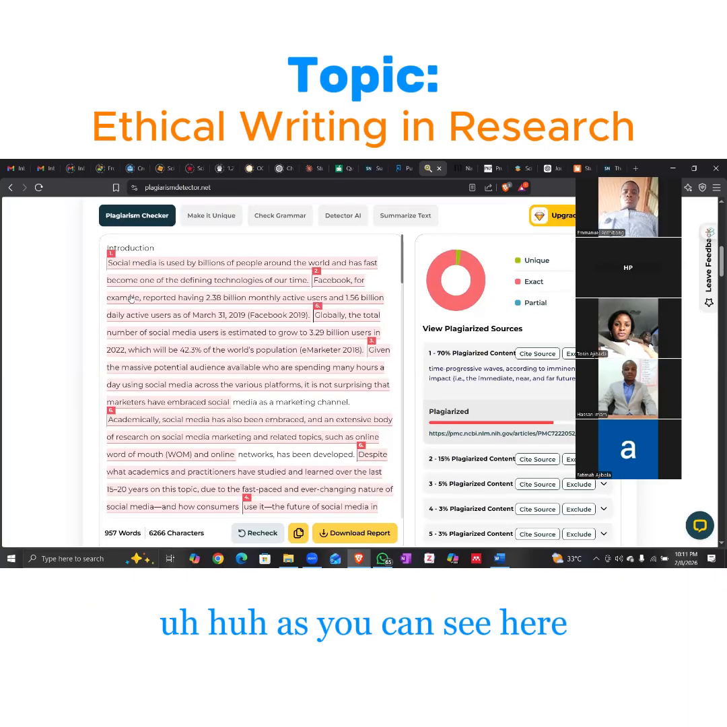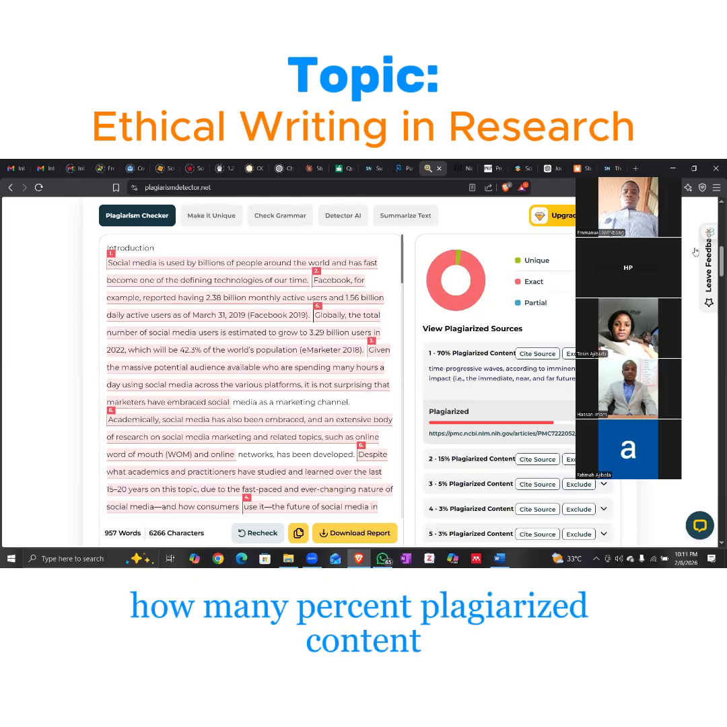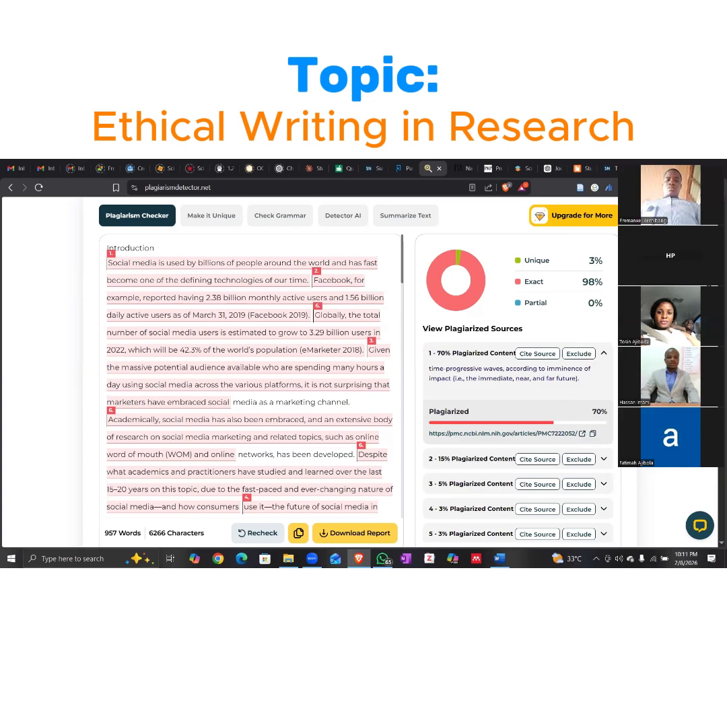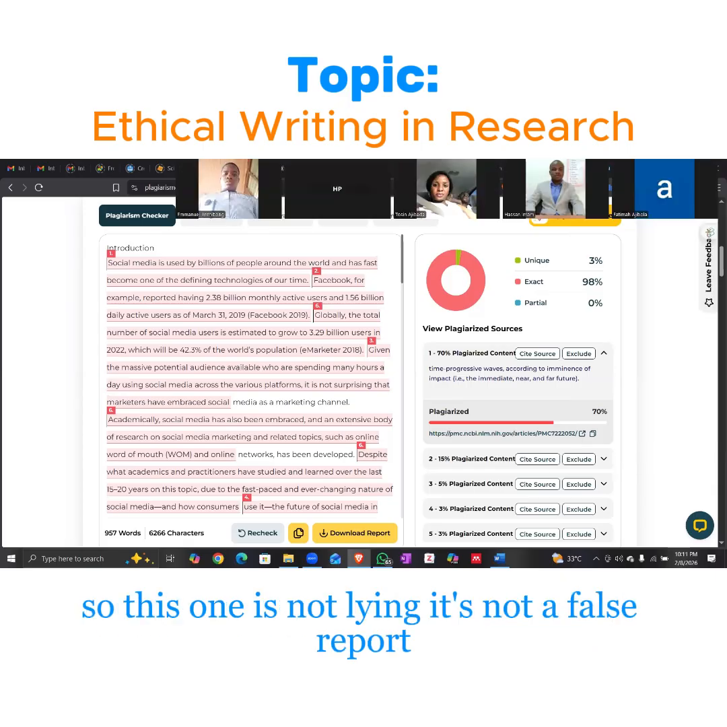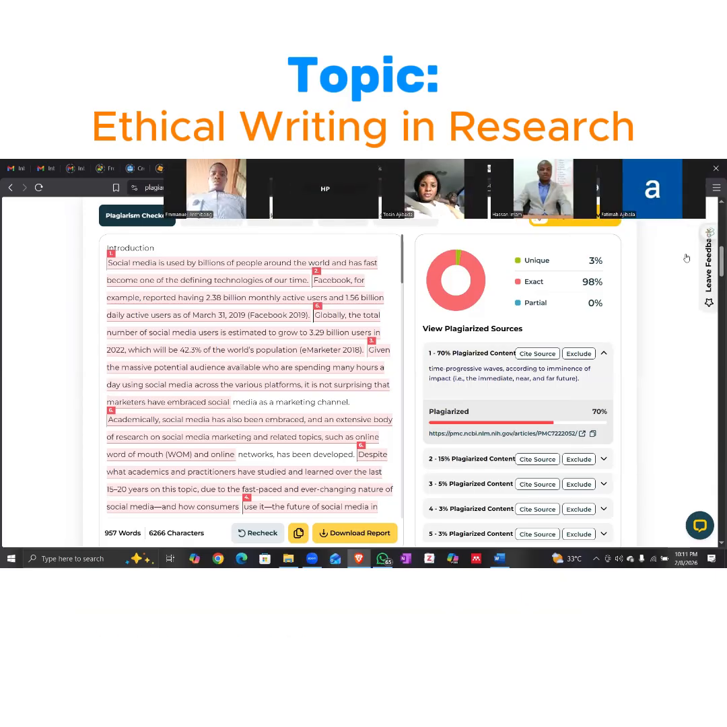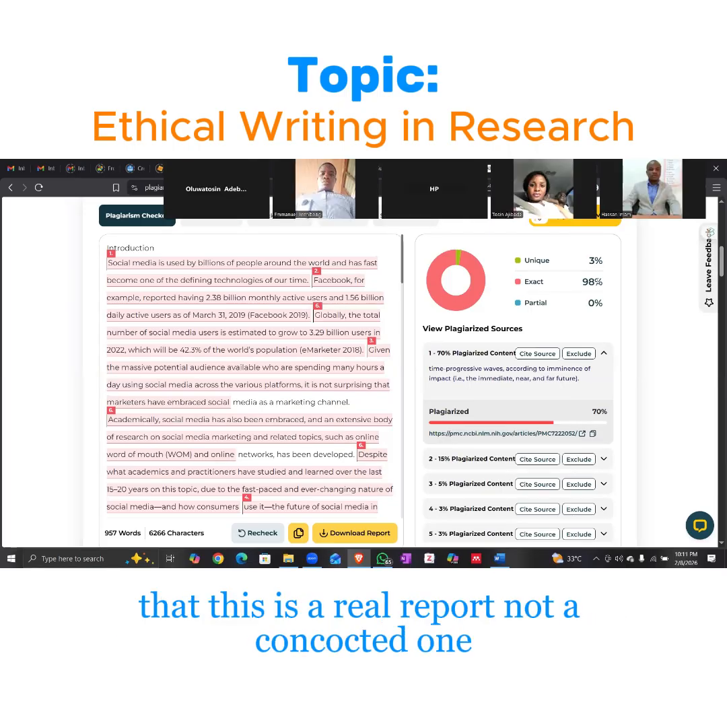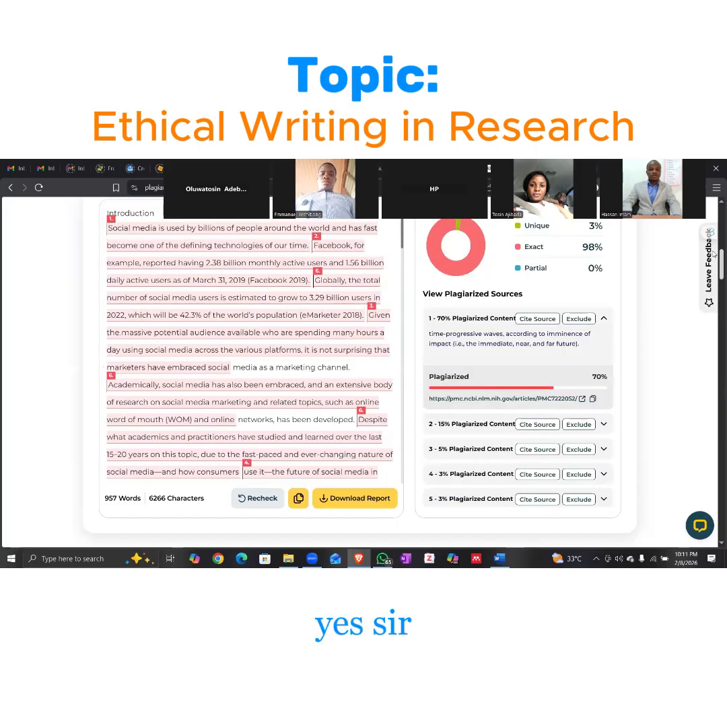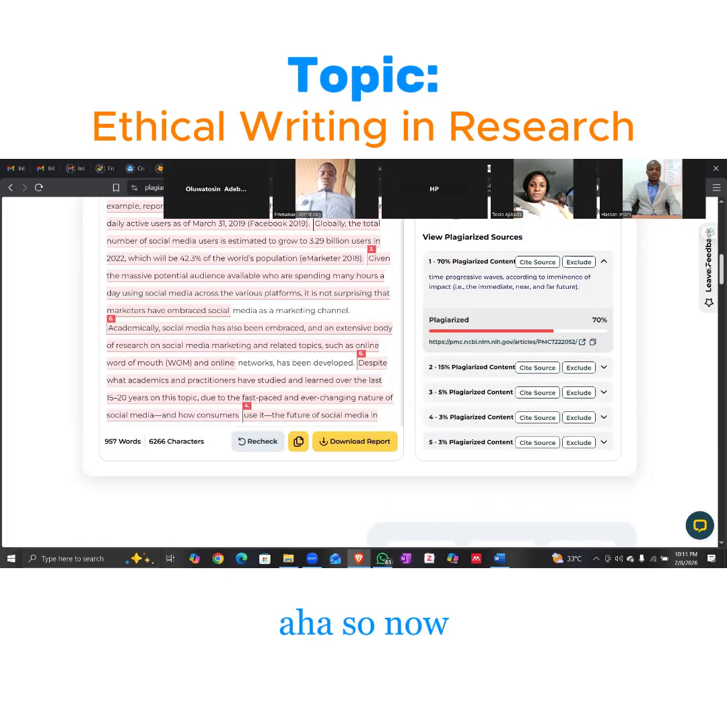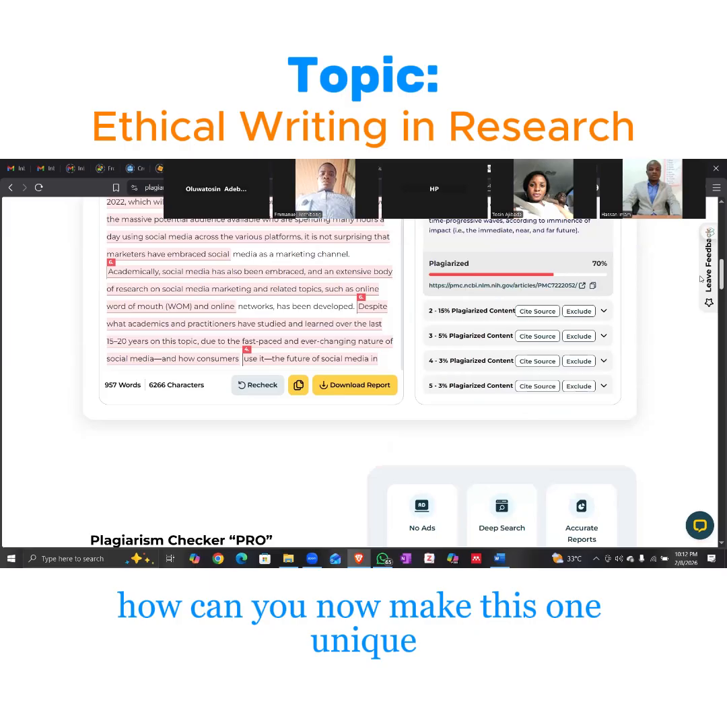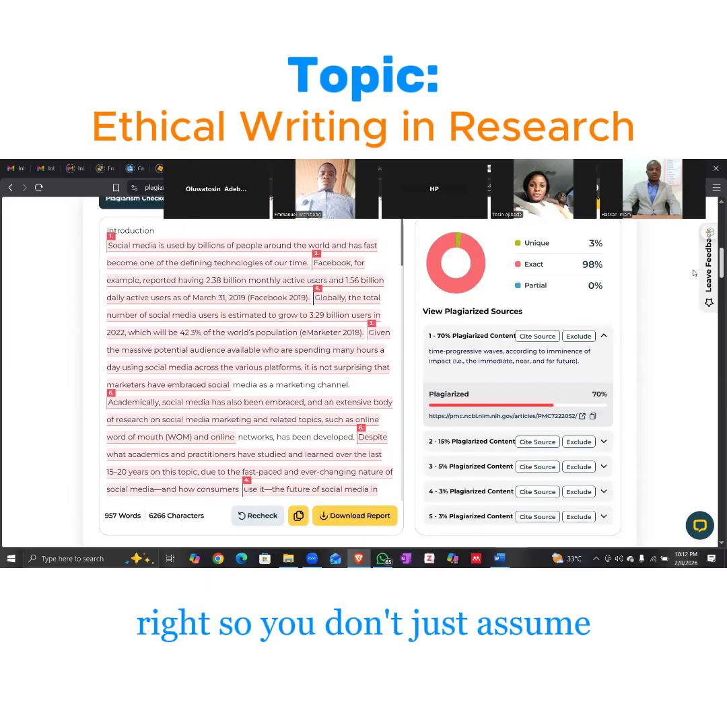As you can see here, it's showing how many percent plagiarized content this has. It says unique 3% and 98%. And of course, it is plagiarized, right? So this one is not lying. It's not a false report. I believe you agree with me that this is a real report, not a concocted one. Yes, sir.